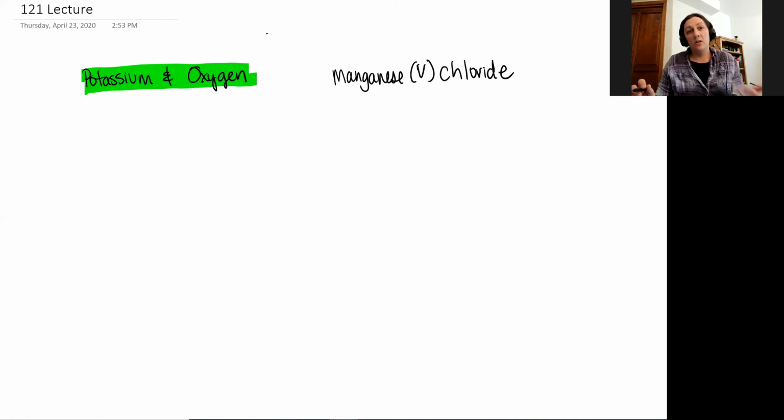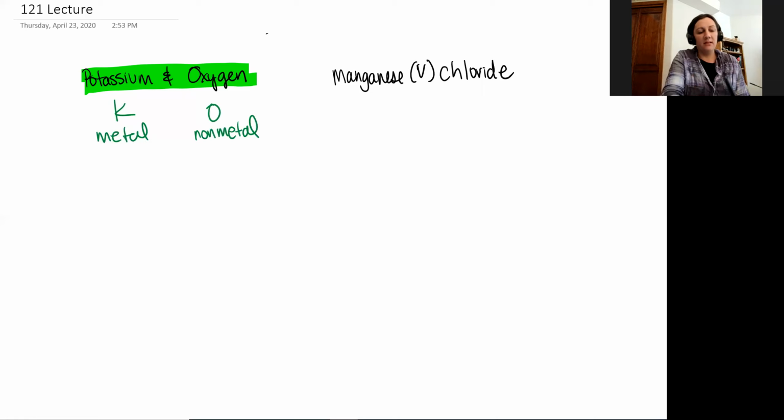When we're given two elements, the first step is always to identify which of these is the metal and which is the non-metal. Looking at my two elements, potassium, I can use the periodic table and scan for potassium. I'm going to find that it is K and it's a metal. And if I look for oxygen, it is a non-metal element.